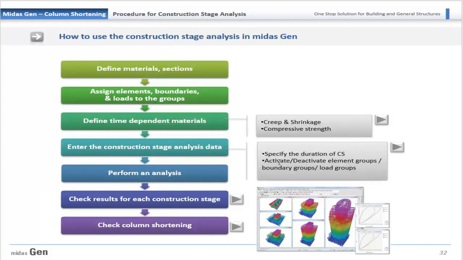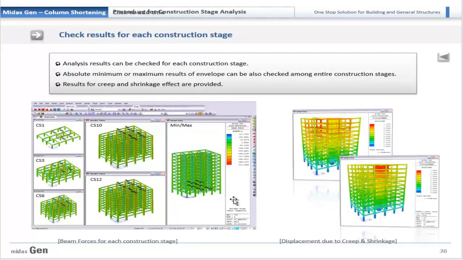So after we are done with the definition of stages, analysis is performed. The results for each stage can be checked. Let's see the results. For every stage, we can get all the results like deformations, reactions, moment diagrams, and everything. Absolute minimum or maximum results of the envelope can also be checked among the entire construction stages. And results of creep and shrinkage effects are also provided.